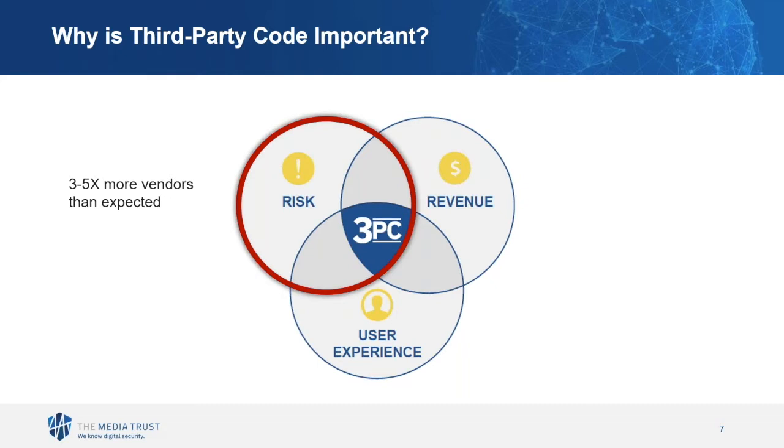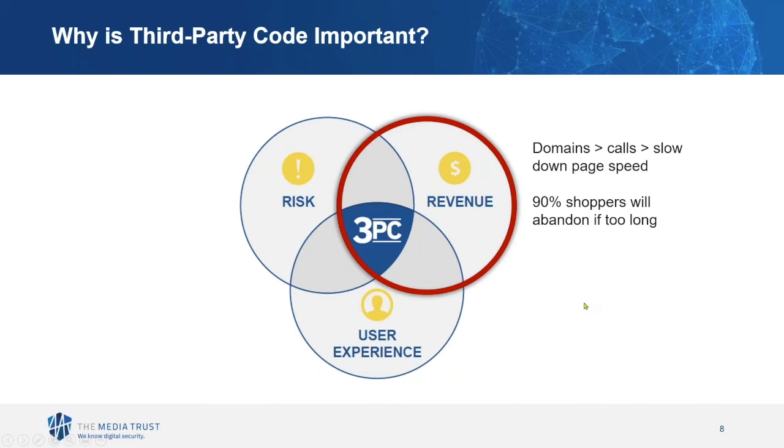You need to know who those vendors are. This third-party code brings the fourth and fifth parties to help deliver their functionality, but it explodes your digital attack surface. And if you don't know this activity, then you're vulnerable to compromise, kind of like in the Magecart situations that you hear about.